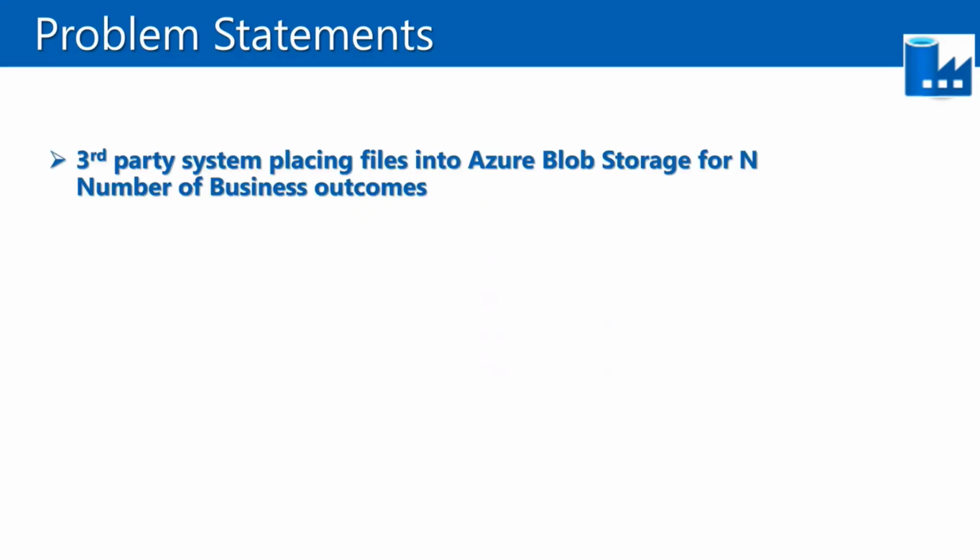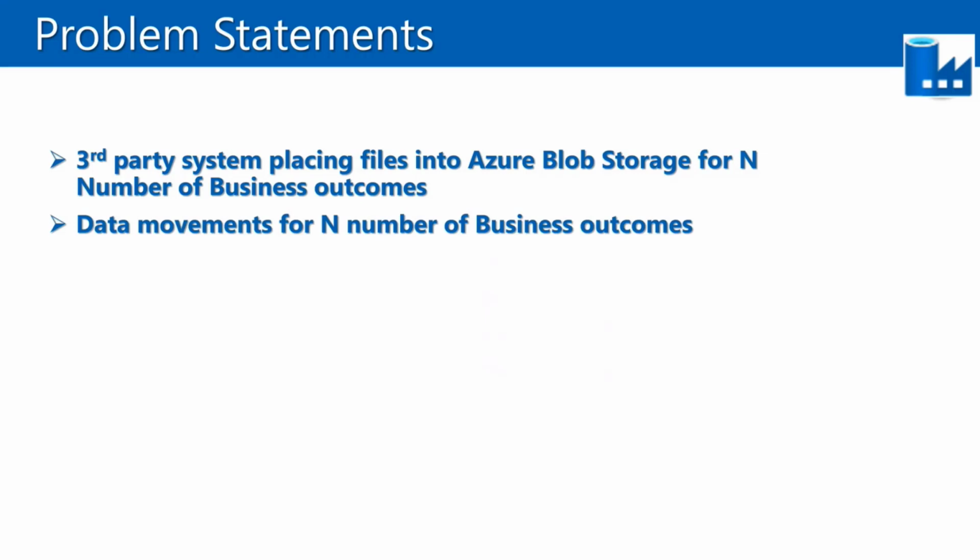So we had a client, and the client had third-party software placing files into a blob storage, and it was placing the files for n number of different business outcomes. So here the client would like to do data movements for those n business outcomes with n number of files as well. They can have 1 file or 100 files as well.